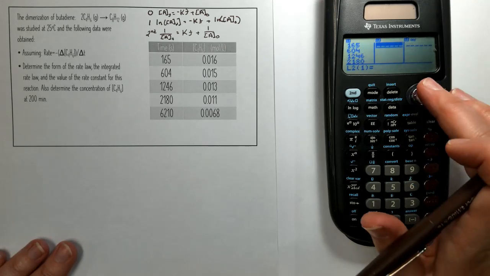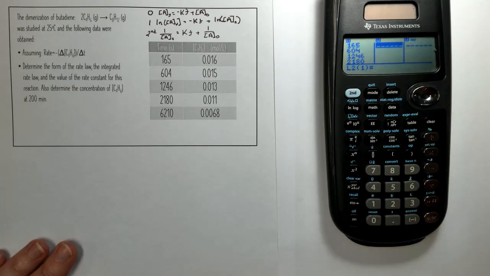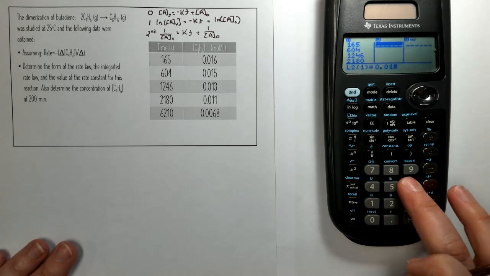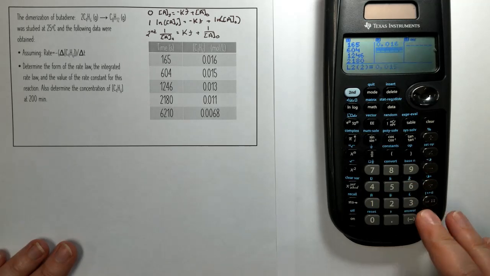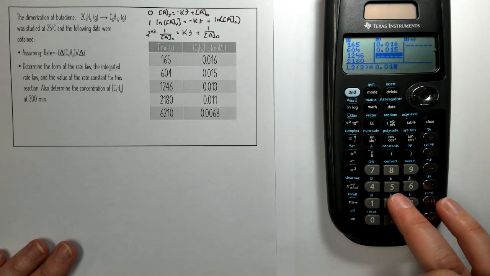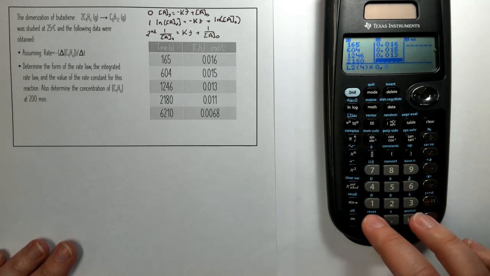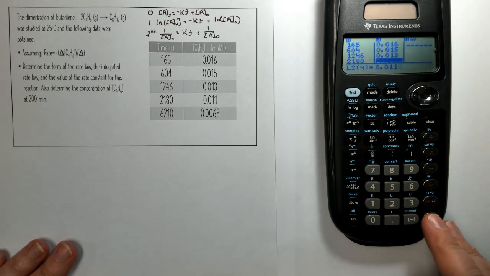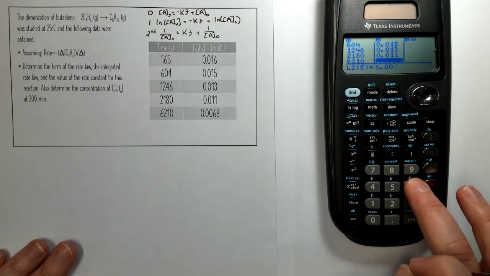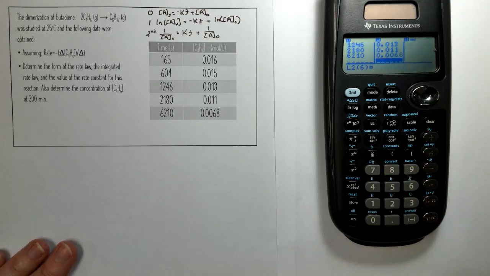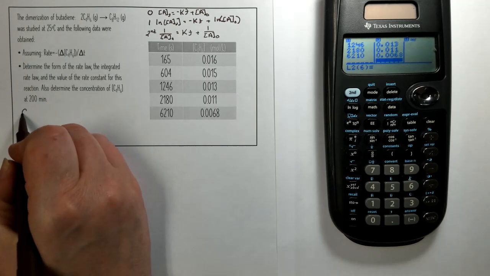Our y values, we're going to do zero order first. Zero order has 0.016, and then 0.015, 0.013, 0.011, and finally 0.0068. Okay, so we've got these values in, and we are going to look at zero order first.